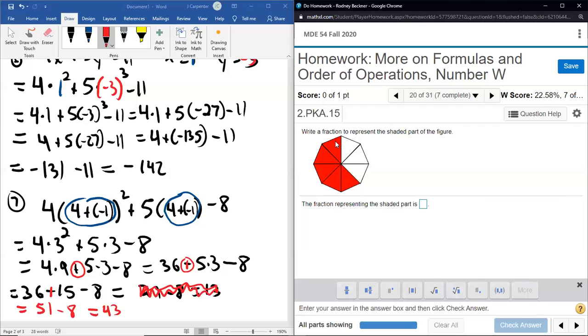So we have 1, 2, 3, 4, 5 red sections shaded. So it's 5 out of something. And there are 1, 2, 3, 4, 5, 6, 7, 8 total. So that means that the fraction that represents the shaded part, we want to hit this key to get our fraction, go to the top, type a 5, bottom, 8. Now please understand that in general, if this were a reducible fraction, in other words, if there is a number that divides evenly into the top and bottom, you should reduce any fraction in this course unless told otherwise. Generally speaking, you reduce. Did we get it right? Good.